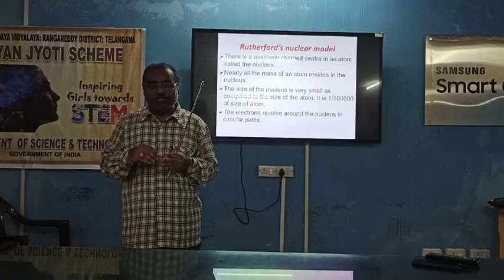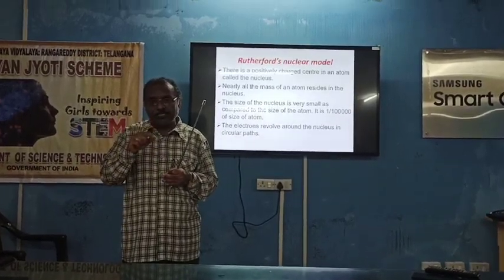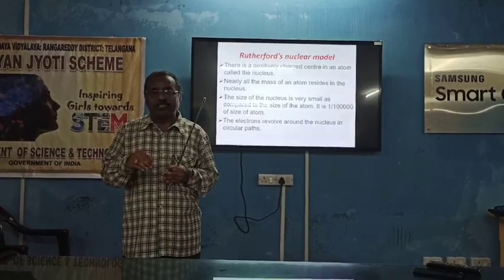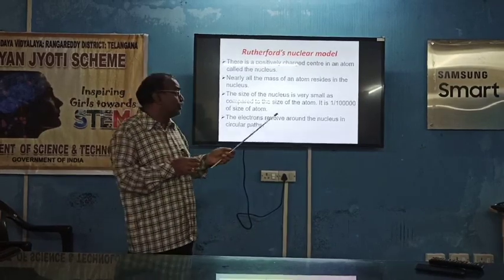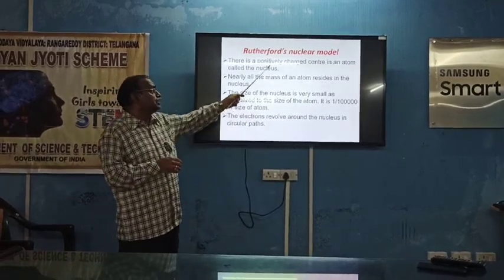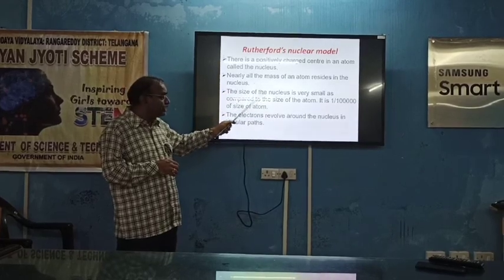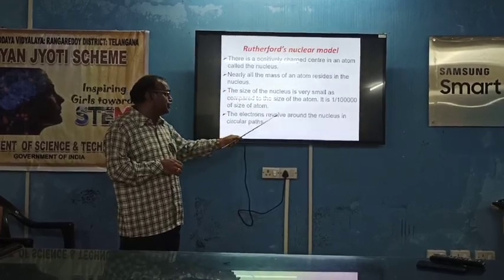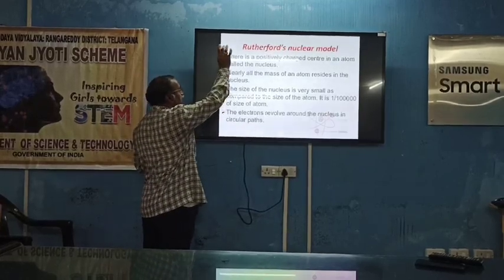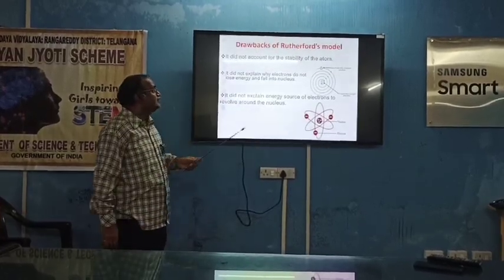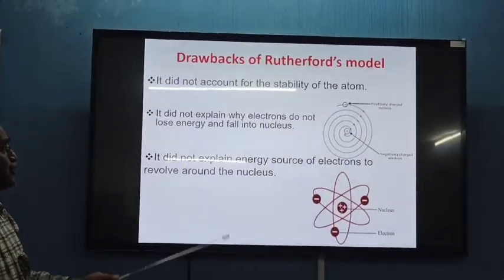So hereafter we have discussed all three particles: protons and neutrons present in the nucleus, electrons revolving around the nucleus. So this is the model now. This model, center named as nucleus, entire mass is present in the nucleus, and electrons are revolving around the nucleus in circular paths. Next, what is the drawback of this model?